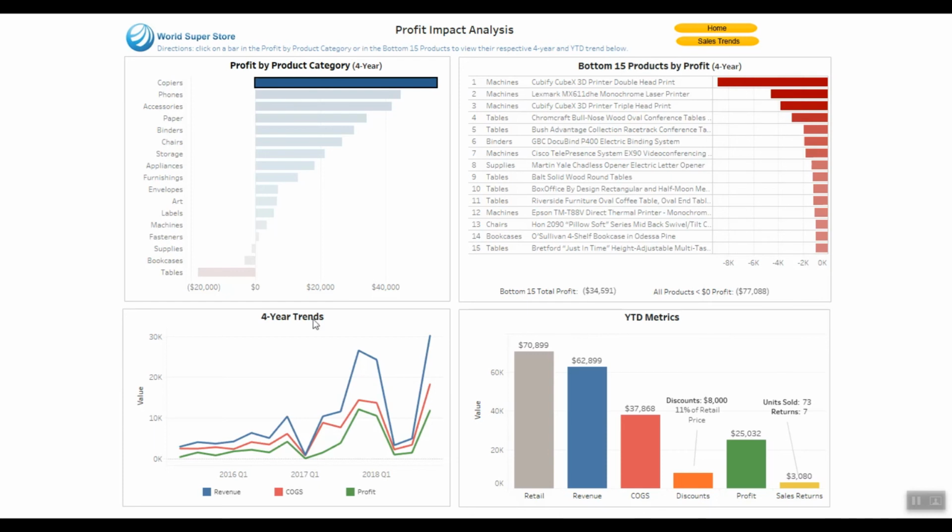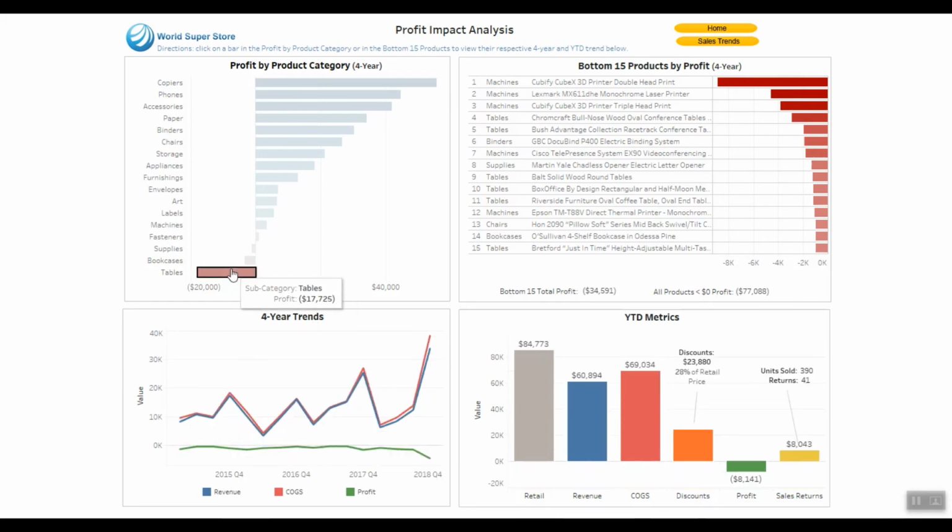Conversely, when you look at tables, it tells a much different story. You can see consistently over time that cost has been above revenue, and profit is definitely going in the wrong direction as of late. So that's an unhealthy category for sure. You can also see that on the year-to-date metrics, discounts have been pretty high, up around 28% of retail, and you had quite a few returns as well.